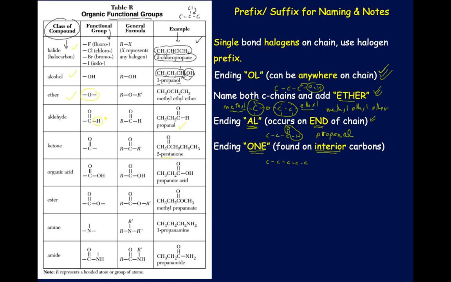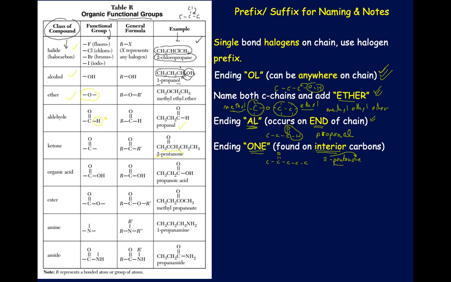In this example from the reference table, I'm going to put it on carbon number 2 because that's what it says. It says 2-pentanone. So the 2 is really a direction on where to put the -one. So 2-pentanone means exactly that: on carbon number 2, I'm going to put an -one, which is a ketone, on a 5-carbon chain. So that would be a pentanone.